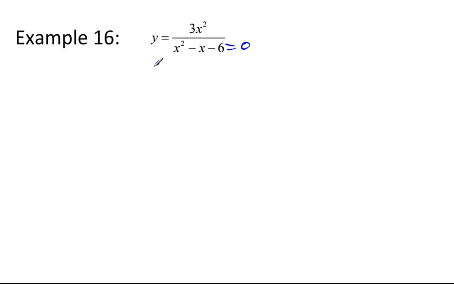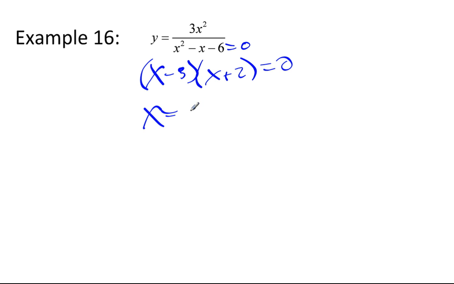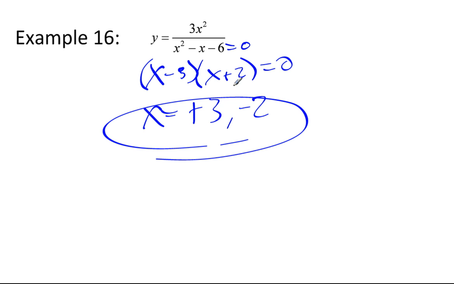Set that one equal to 0. We got x minus 3 and x plus 2. So x equals positive 3 or x equals negative 2. So those are our vertical ones. Our horizontal ones, since we've got a 2 and a 2 here, it's going to be y equals 3 over 1, which is just 3.